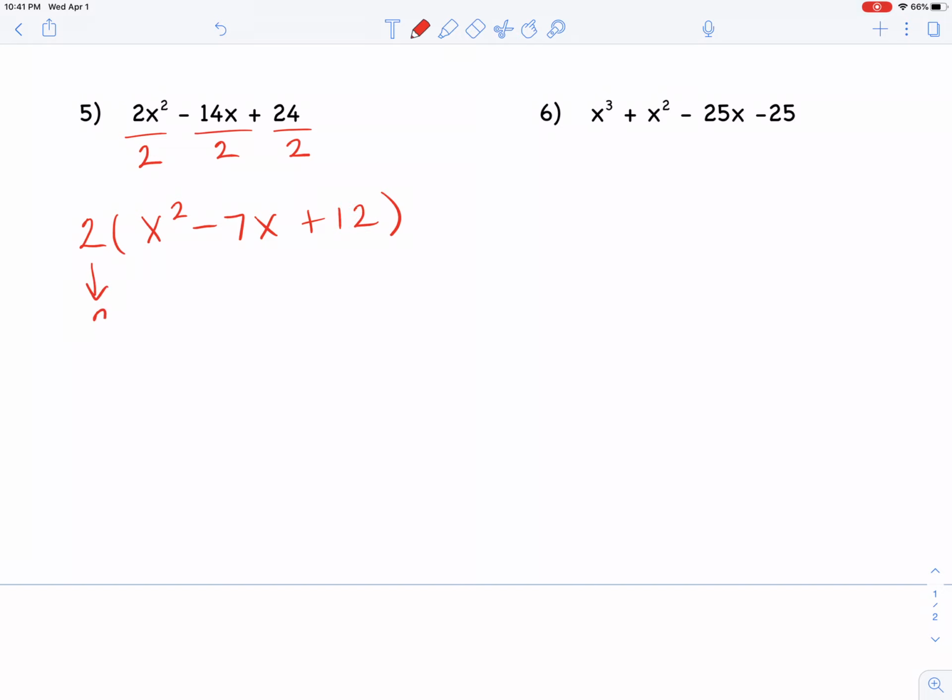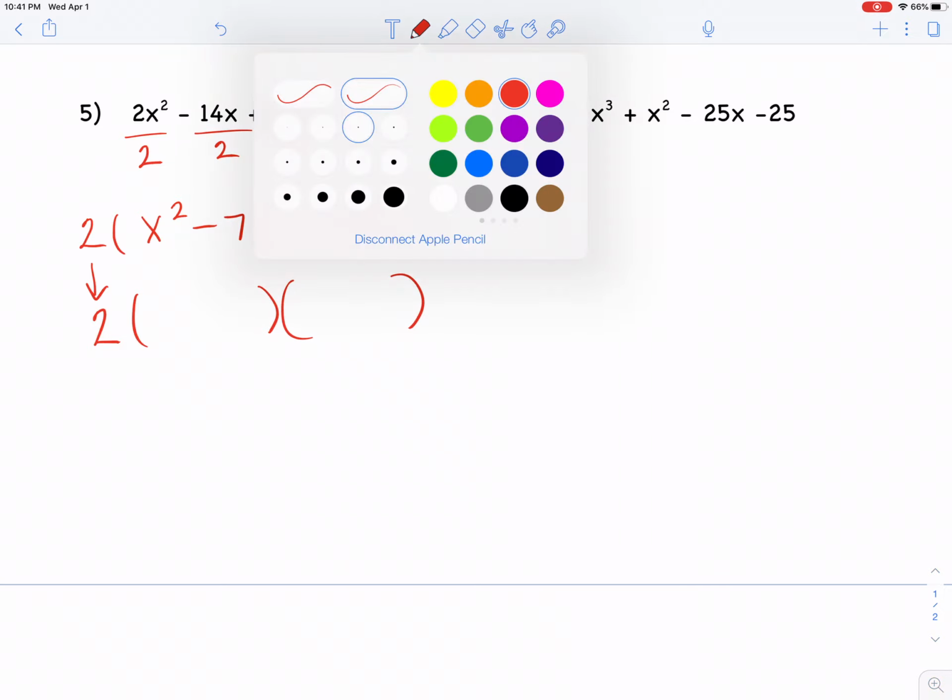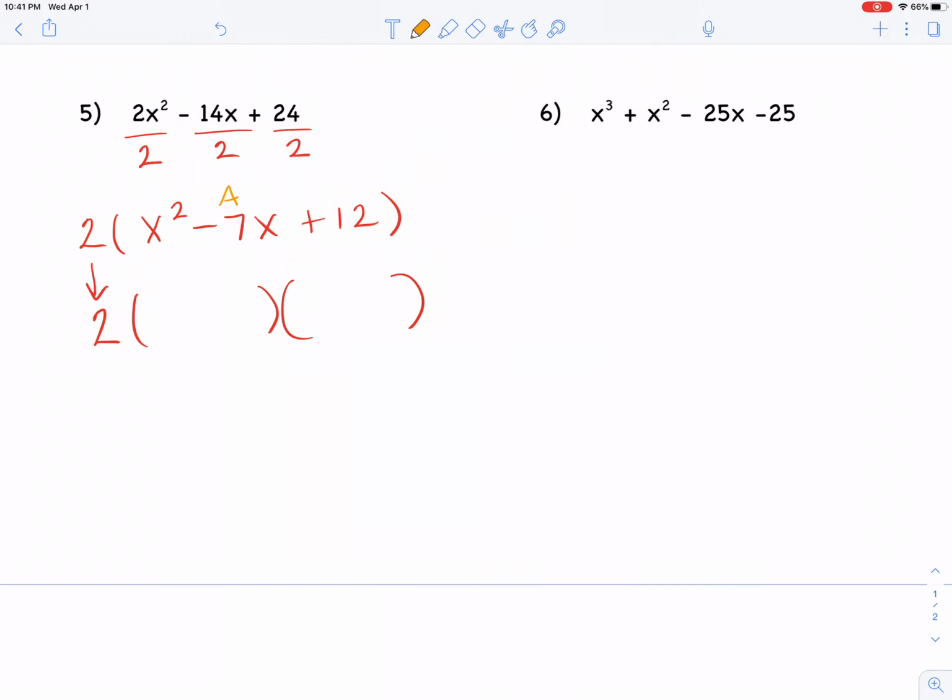That 2 comes down, and what am I going to do with the polynomial in the parentheses? This is an add multiply. Why is it add multiply and not split the middle? X squared just has 1 in front. The leading coefficient is 1. So I just do add multiply.